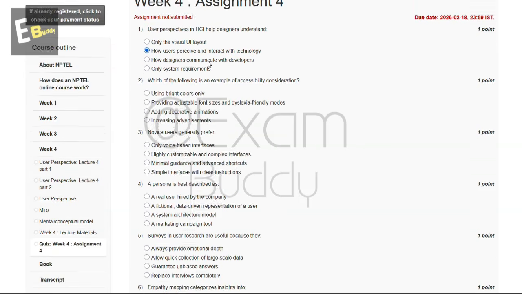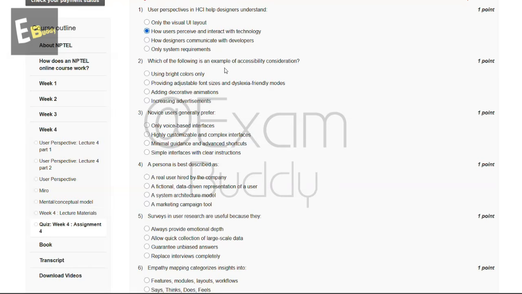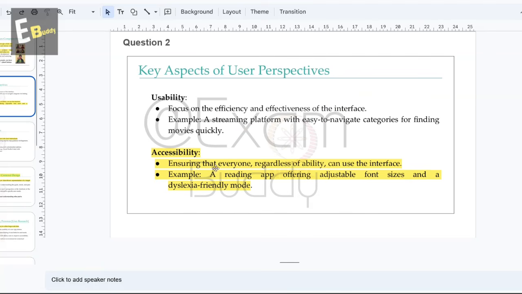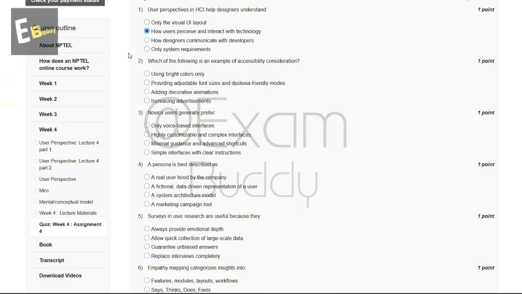And now let's go to our question number 2. Which of the following is an example of accessibility consideration? So these are the options, and now let's check the explanation. So explanation says accessibility, ensuring that everyone regardless of ability can use the interface. Example, a reading app offering adjustable font sizes and a dyslexia friendly mode. So the answer of our second question is B, providing adjustable font size and dyslexia friendly modes.